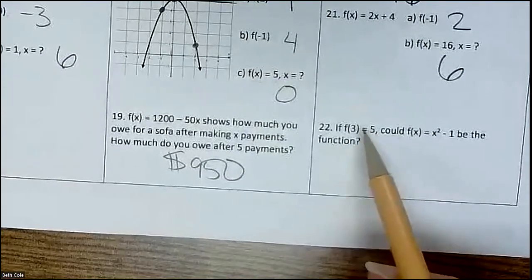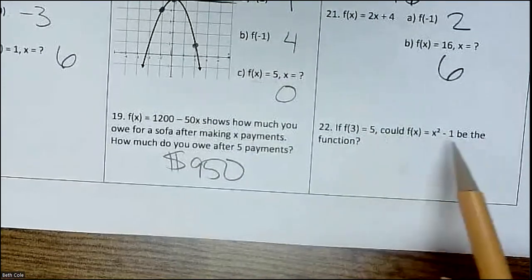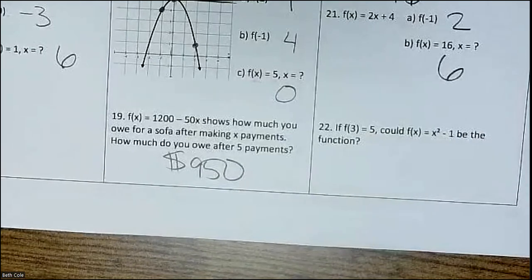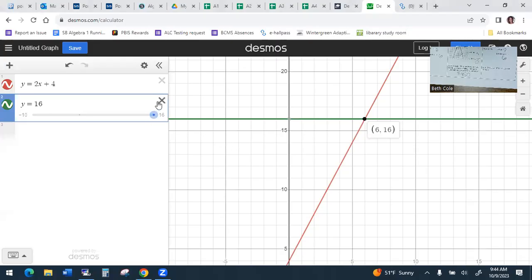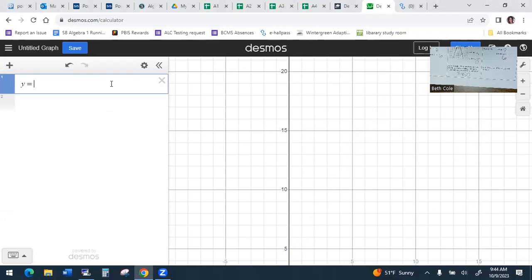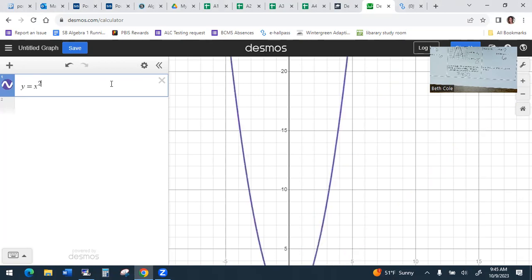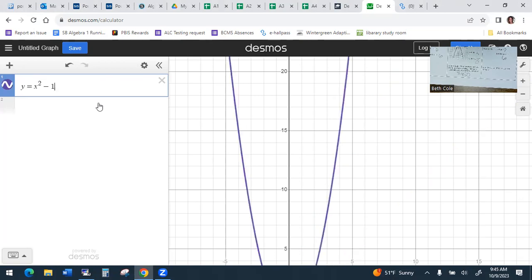All right, and then last one of those. If f of 3 equals 5, could this be the function? Here's what we're going to do. I'm going to go to my calculator, and I'm going to type in that function. It's y equals, what is it? X squared minus 1. We did these in the notes.